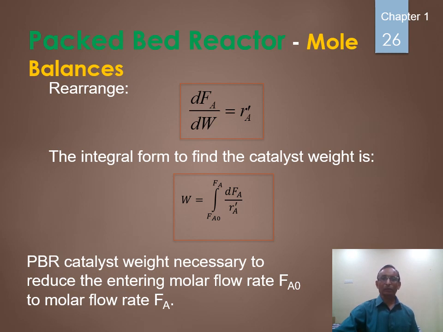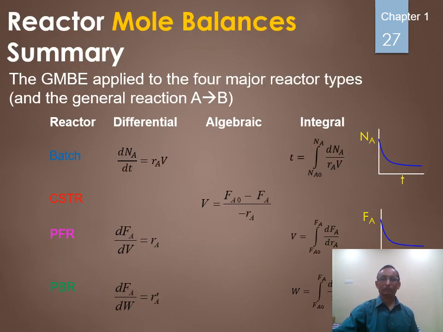It is very easy to remember all these 4 types of equations. They are summed up here. You have to remember these equations in differential form and in integral form. Very, very important. This is the basis of chemical reaction engineering, or CRE in short. GMBE, the general mole balance equation, was mentioned in the first slide. It is applied to the 4 major reactor types.